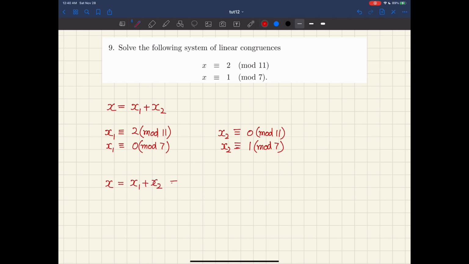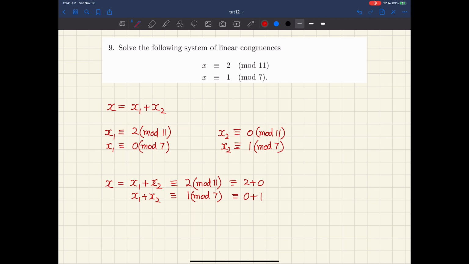And since x is the sum of x1 plus x2, it will be congruent to 2 mod 11, which is 2 plus 0, and it will also be congruent to 1 mod 7, which is 0 plus 1. Now, we'll solve for x1 and x2 separately and then add them up to get x.